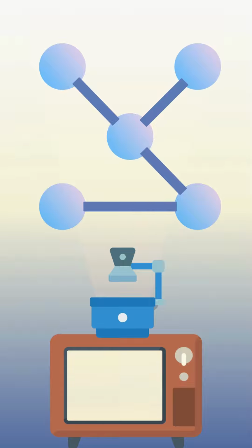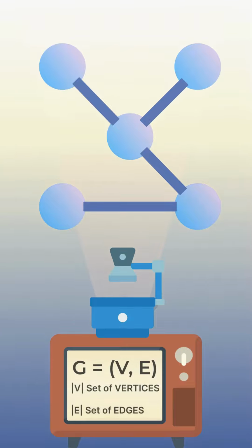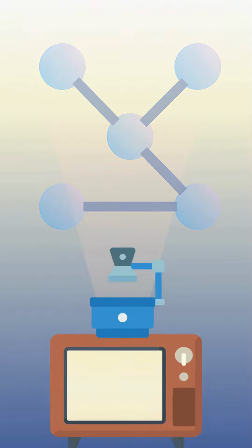So, graphs are mathematical structures. This is the mathematical notation of a graph. A graph, G, consists of two sets. V, the set of vertices. E, the set of edges.